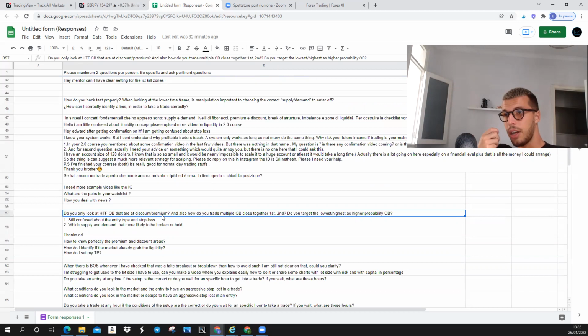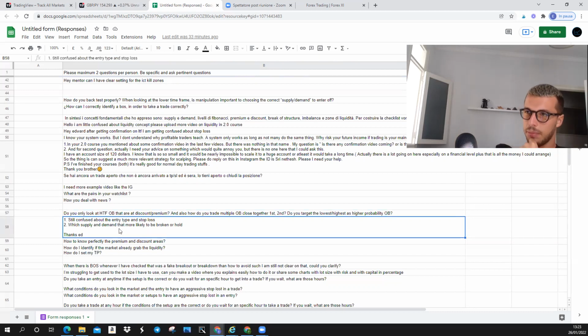Do you only look at higher time frame order block area at discount premium? Or maybe you also have multiple order blocks close to each other. So I use discount and premium to find the best areas, but of course, if I'm looking for sales, there might be two order blocks which are close to each other, both at premium. And in that case, I either look at the one that has the most confluence, for example, imbalance, manipulation, liquidity, or I look at both and I look where I have lower time frames confirmation.